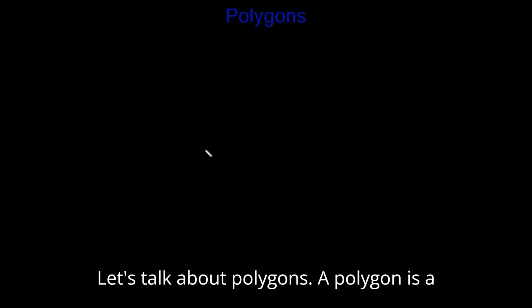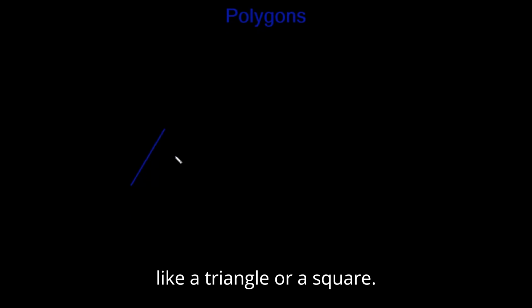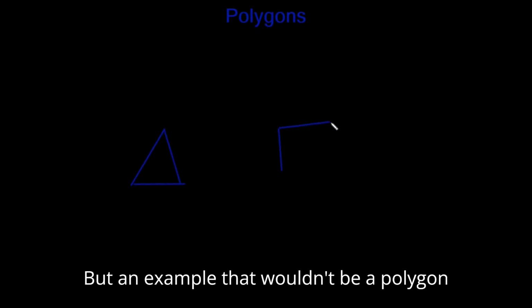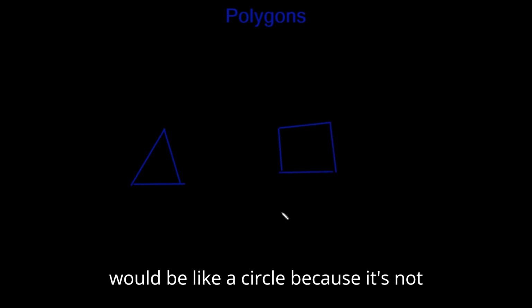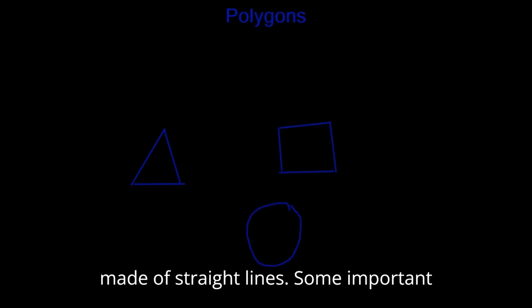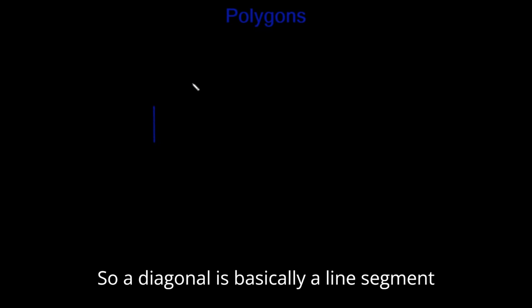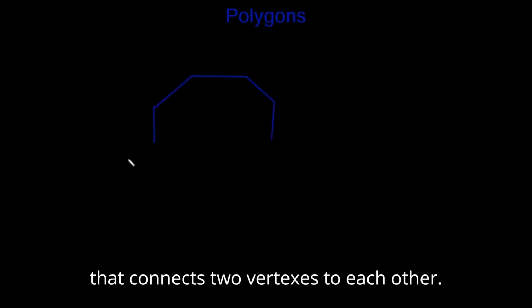Let's talk about polygons. A polygon is a figure that is bounded by straight lines, like a triangle or a square. But an example that wouldn't be a polygon would be a circle, because it's not made of straight lines. An important thing to consider when looking at polygons is diagonals. A diagonal is basically a line segment that connects two vertices to each other.